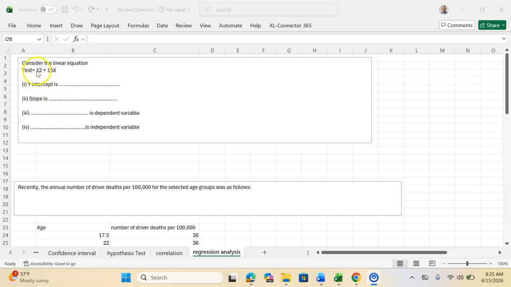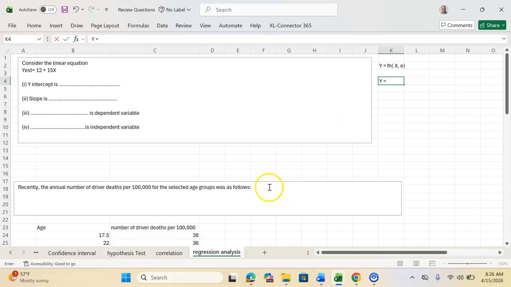You can see that 12 is the y-intercept, and 15 is the slope of x. The dependent variable is y, and the independent variable is x. So remember, we said that if we have two variables y and x, and y depends on x to occur, then y is a function of x, plus e, the error term.